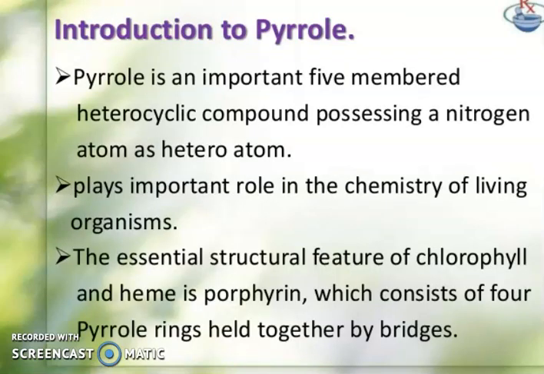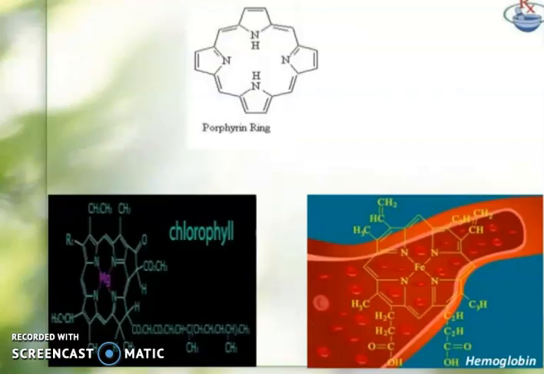So, pyrrole is an important 5-membered heterocyclic compound possessing a nitrogen atom as the heteroatom. It plays an important role in the chemistry of living organisms. The essential structural feature of chlorophyll and heme is porphyrin, which consists of 4 pyrrole rings held together by bridges. You can see here the 4 pyrrole rings in the porphyrin ring. So in chlorophyll, for example, and hemoglobin.